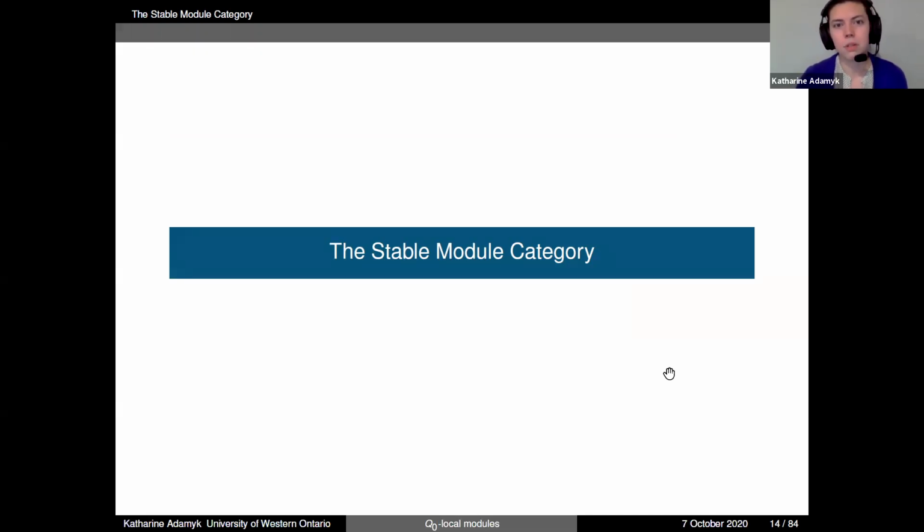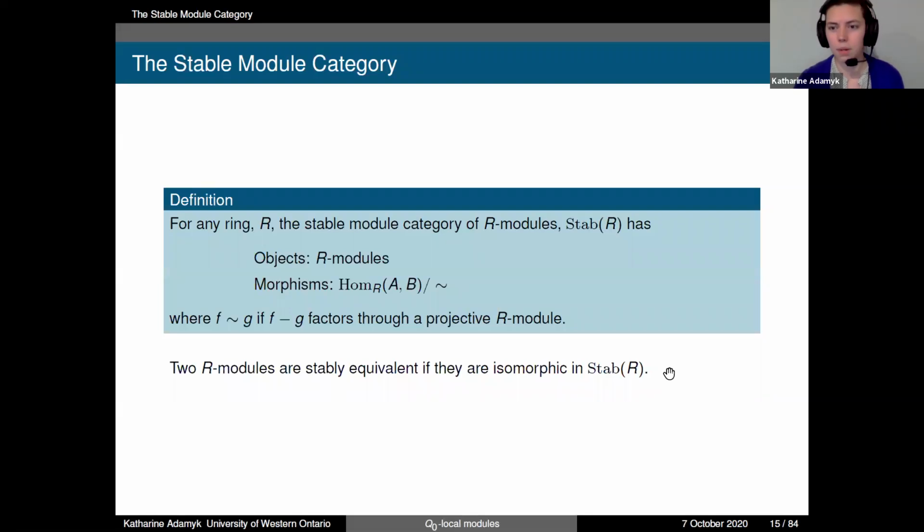In order to give the classification theorem, I'm going to say a little bit more about the stable module category. This is the category I'm going to work in. So in general, if I have a ring R, the stable module category has the same objects as R modules. And then the morphisms are R module homomorphisms, but we mod out by morphisms that factor through a projective module. And we say two R modules are stably equivalent if they're isomorphic in the stable module category.